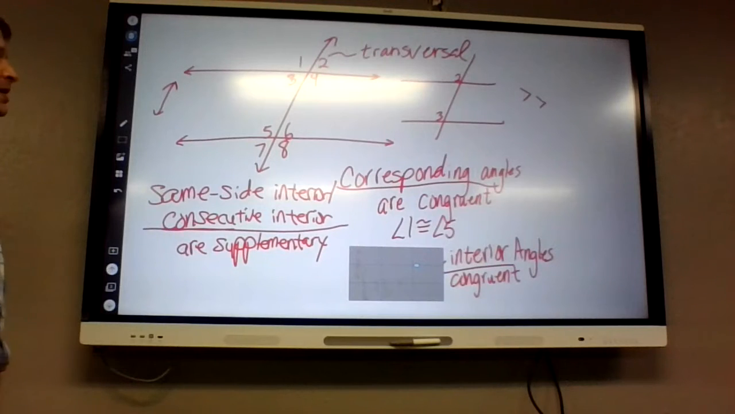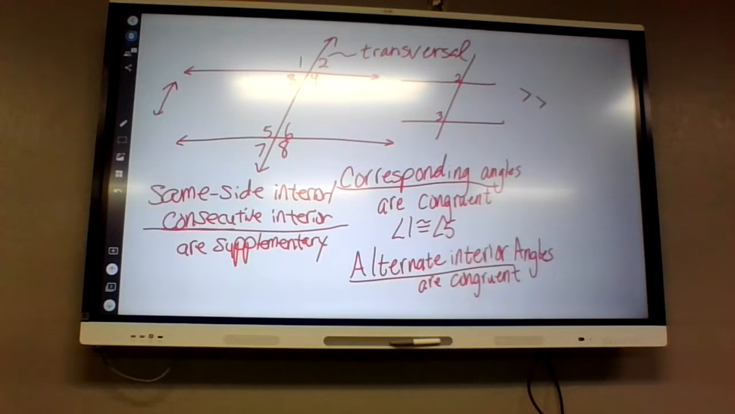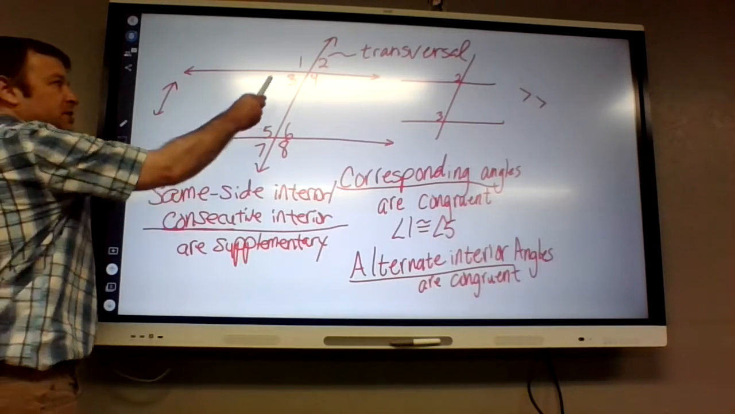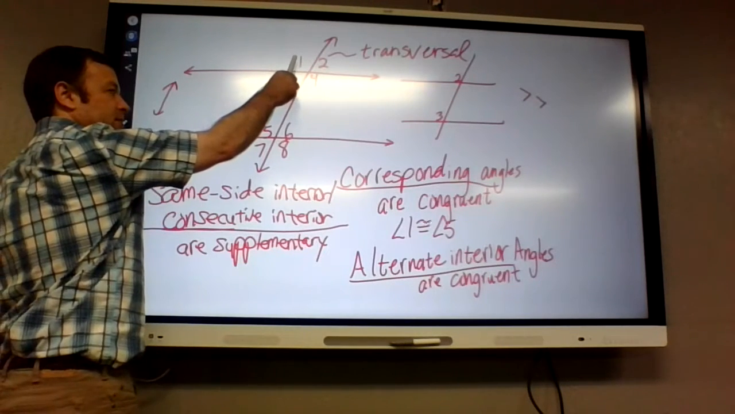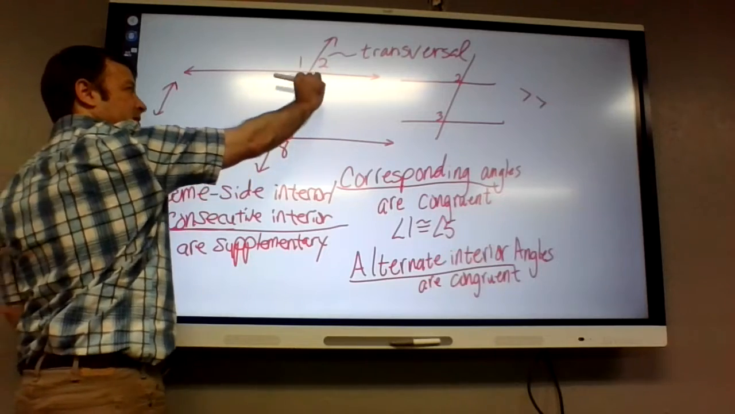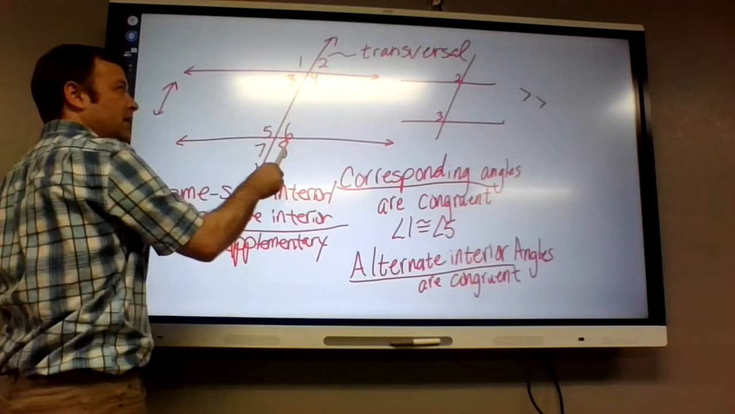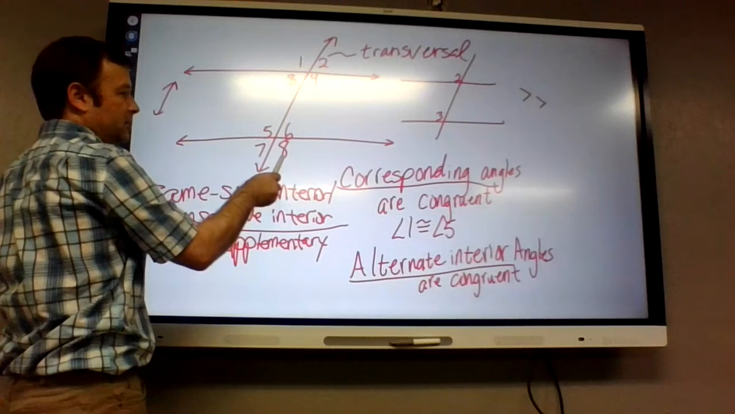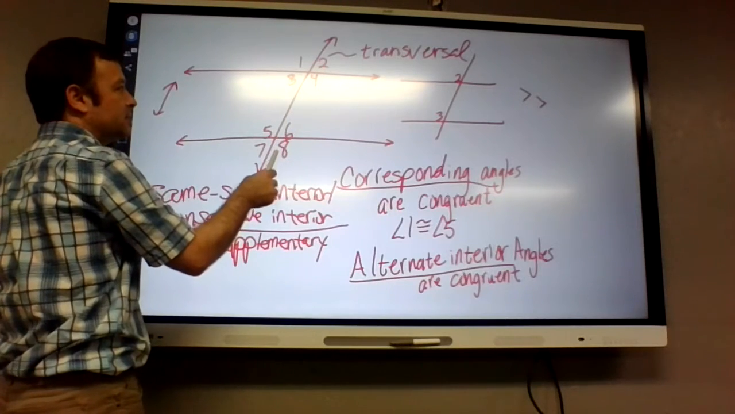The other one that gets added on is alternate exterior angles. Can anybody guess a pair of alternate exterior angles? 1 and 8. 1 and 8. Alternate sides of the transversal, but exterior to the parallel lines, 1 and 8. What do you think? Are those congruent or supplementary or what?